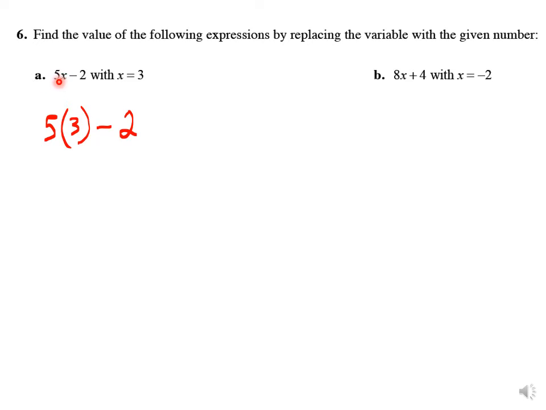So 5 times x, notice I didn't need parentheses here, but right here I do need parentheses because I want to signify that they're multiplying each other. So in this case, 5 times 3 is 15. I got rid of my multiplication rule, and then I simplified down to 13, 15 minus 2. Okay, should be pretty easy here. B is all yours if you haven't done so already.